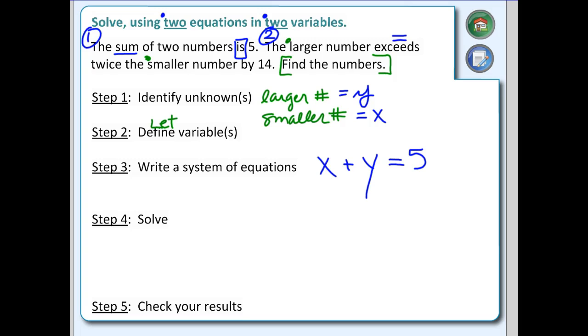Now, which letter is our larger number? Yeah, look at our let statements, that's y. So y exceeds, or it equals, twice the smaller number by 14. Well, how would we write that? Twice the smaller number by 14. Now, see how we're a good detective and we did a good job, okay, finding those clue words.